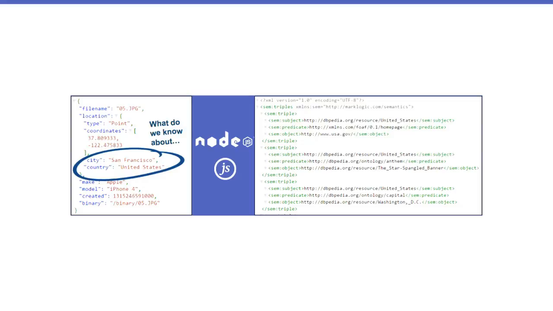So what you end up having is a binary image, the JPEG image itself, the photo itself, a JSON document that contains information about the image, and a semantic document containing information about the country itself.